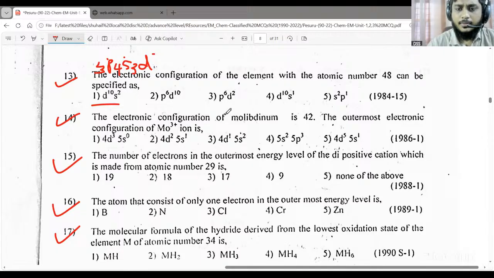The atomic number of molybdenum is 42. The outermost electronic configuration of the molybdenum 3 plus ion is. So molybdenum is a special electronic configuration element.